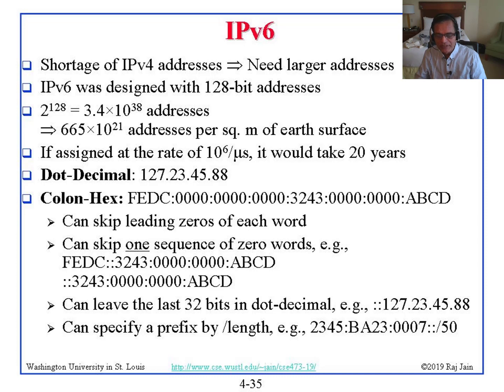the last 32-bit in dot decimal, because most of the computers will really have zeros in the front, fixed quantities in the front. The last 4 bytes, your last 32-bit, would be mostly your IPv4 address. So those can be written in dot decimal. So for example, you can write down like this, colon colon 128.23.45.88. So this point means these are decimal numbers, and they add up to 32 bits.